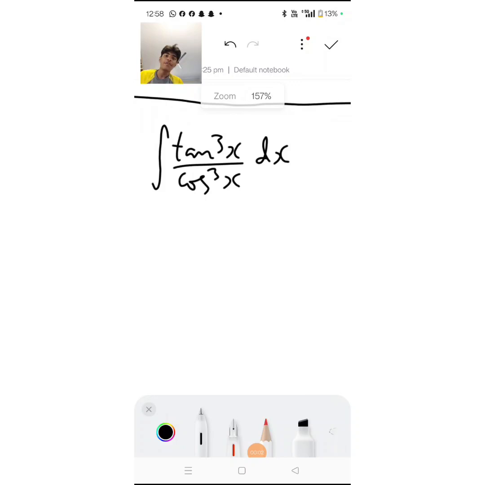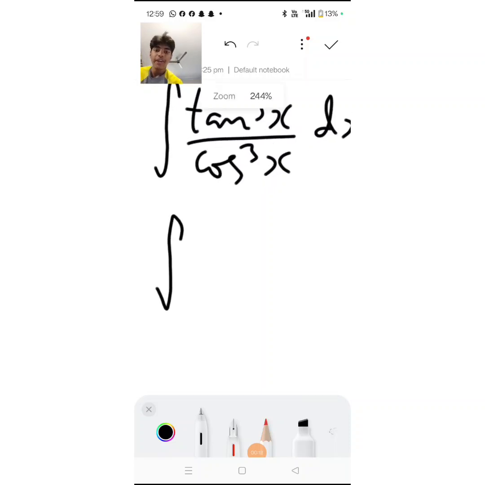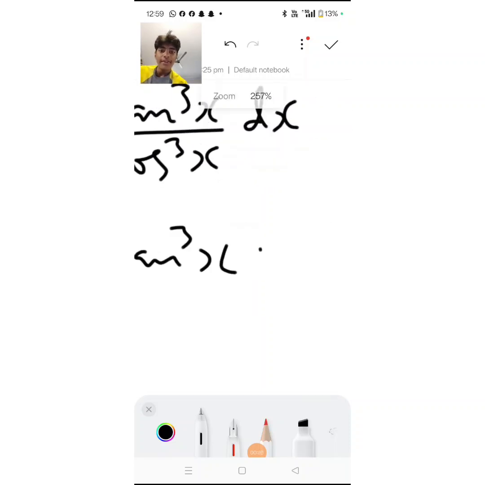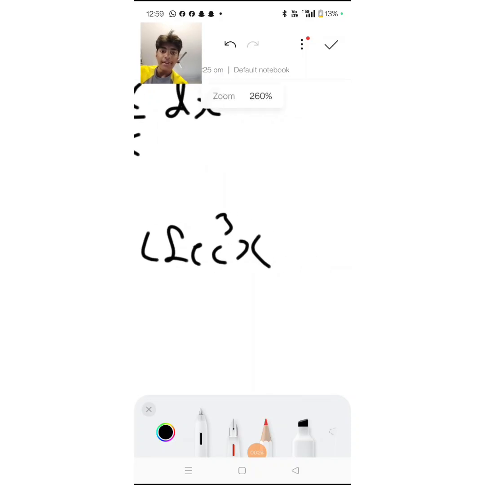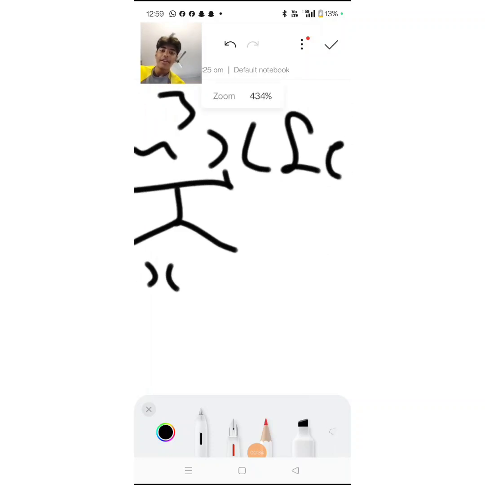Question: the integral of tan cube x divided by cos cube x dx. Now we just use our regular trigonometric properties. Instead of writing this as divided by cos cube x, we can take the reciprocal and say sec cube x. So we have tan cube x sec cube x dx. Now I'm going to break this tan cube x into two parts: tan x and tan square x.